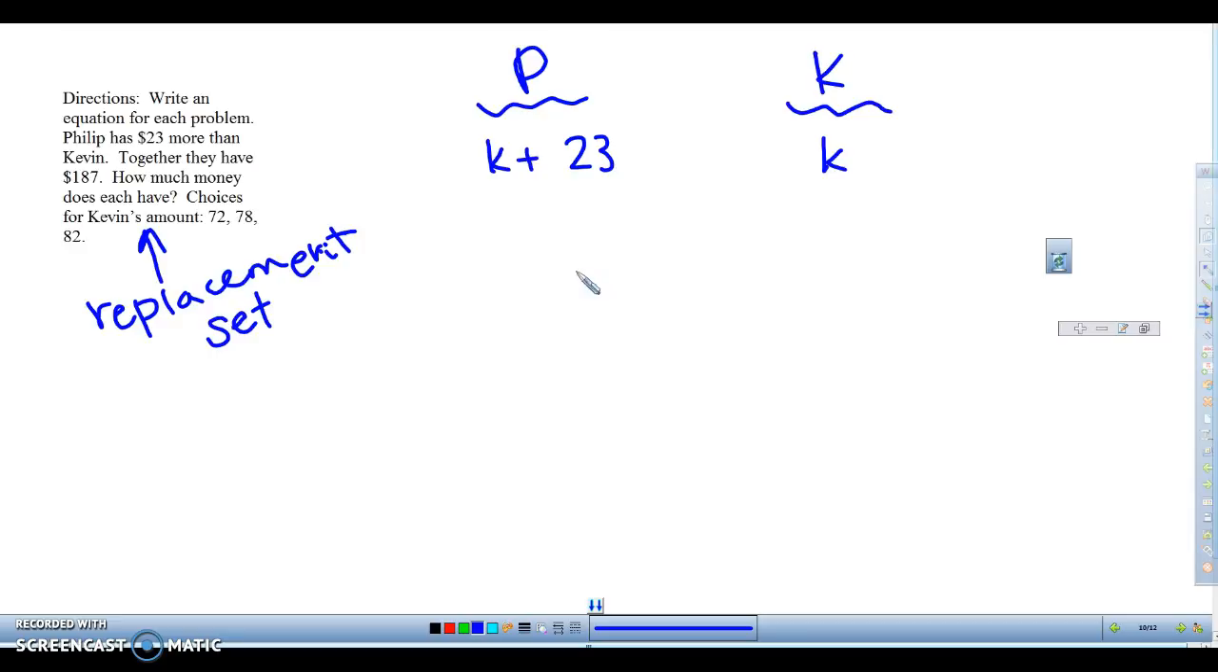Then together they have 187. So again, together I'm going to have to sum those two people together. So here's Philip, here's Kevin, and together they have 187. Okay? How much does each have? Well, here's our choices to plug in. So we'll plug in 72 for K first.